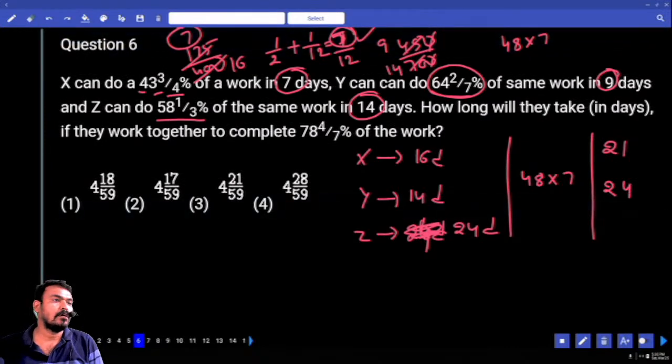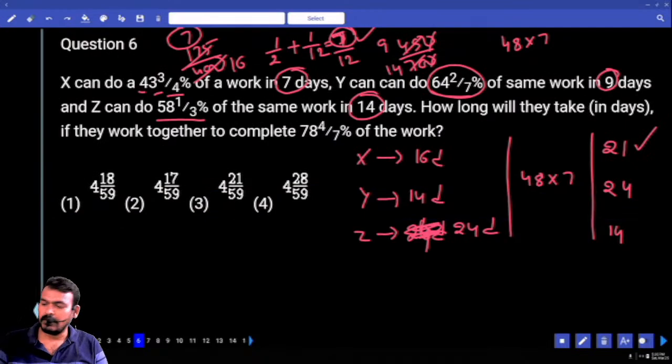24 times. 24 how many times? 14 times. X per day work is how many parts? 21. Y per day work 24. Z per day work 14. All these are added, we get the total work. 21 plus 24, 45 plus 14, 59.